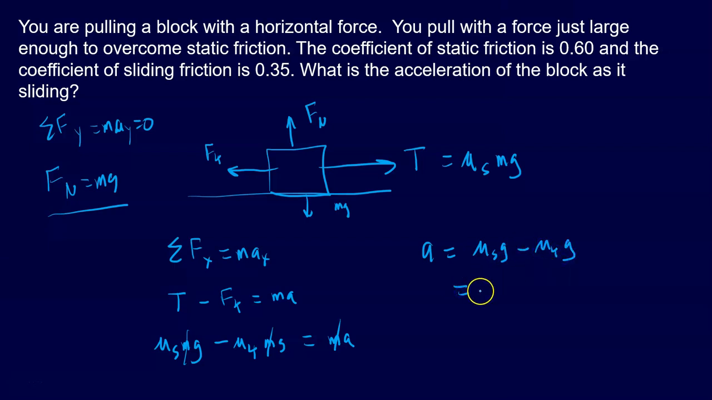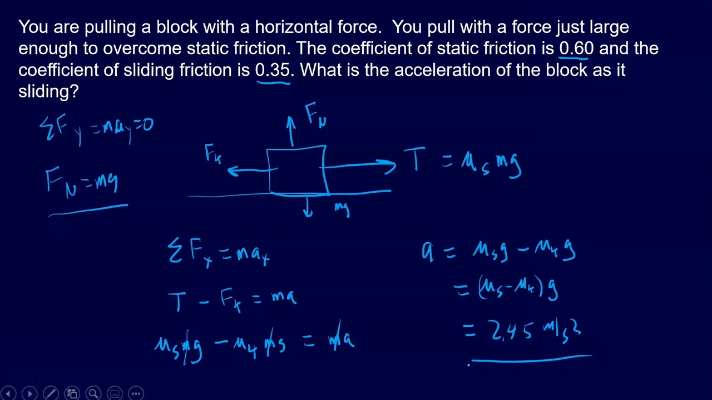And of course, if you really want to be slick, you can write (mu s minus mu k) g. And of course, the mu's are given to us. The mu static is 0.6, the mu kinetic is 0.35, and of course we know g. When I went through and did this, I got the answer of 2.5 meters per second squared. So that's a typical, maybe beginner, problem dealing with friction.